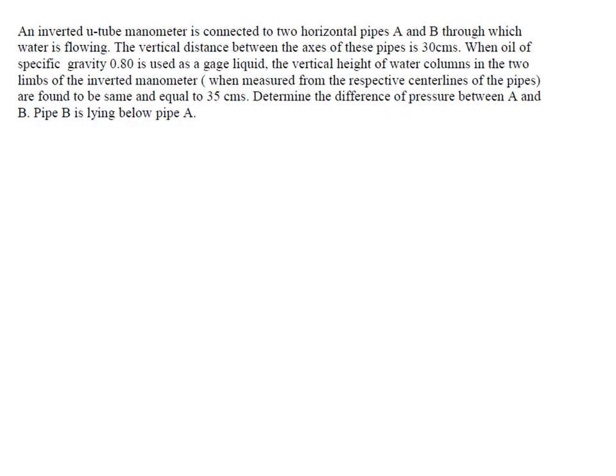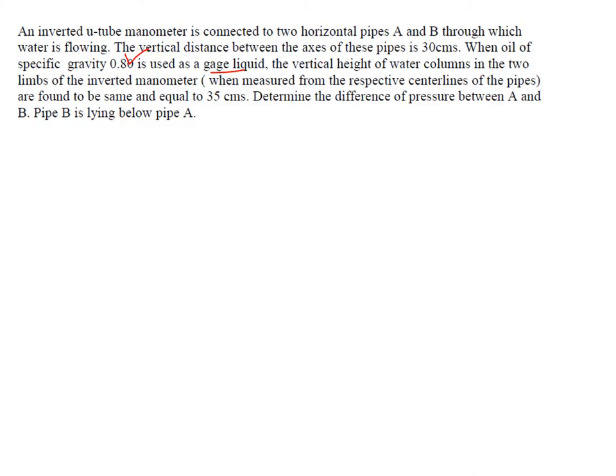An inverted U-tube manometer is connected to two horizontal pipes A and B, through which water is flowing. Here the pressure points are A and B. The vertical distance between A and B is 30 centimeters. When oil of specific gravity 0.8 is used as the gauge liquid, the manometric liquid is oil, and its specific gravity of 0.8 is less than the specific gravity of the liquid flowing in the pipes. Here water is flowing, so specific gravity is 1. Therefore the specific gravity of the gauge liquid has to be less than 1, so oil is used.